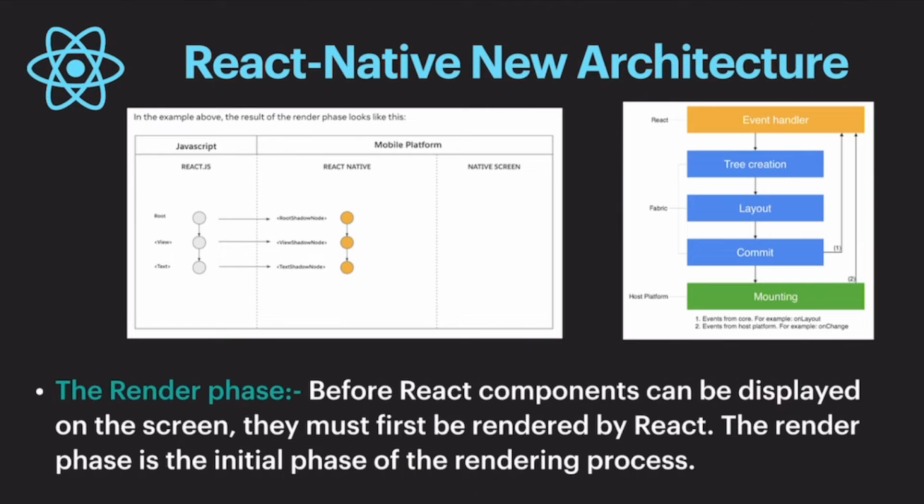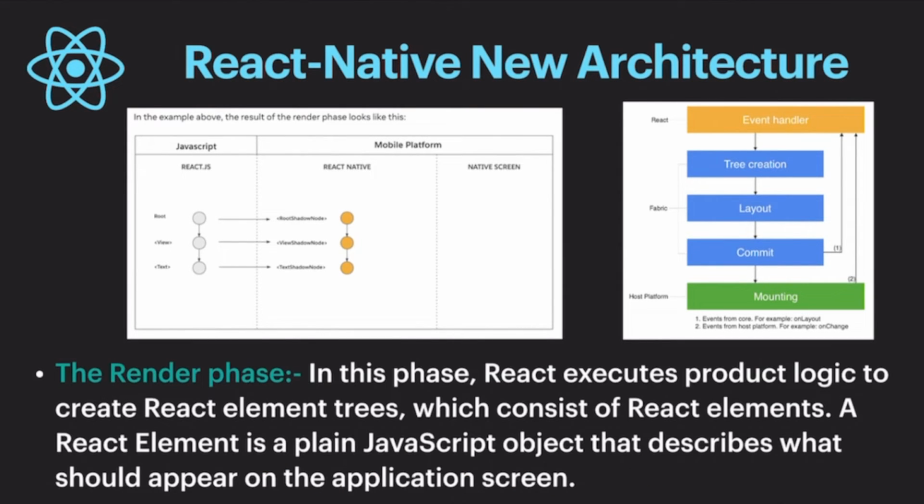So here is a diagram showing the render phase. Before React components can be displayed on the screen, they must first be rendered by React. The render phase is the initial phase of the rendering process. In this phase, React executes product logic to create the React element tree. So this is the React element tree here.